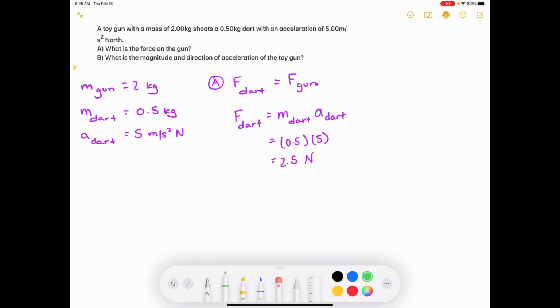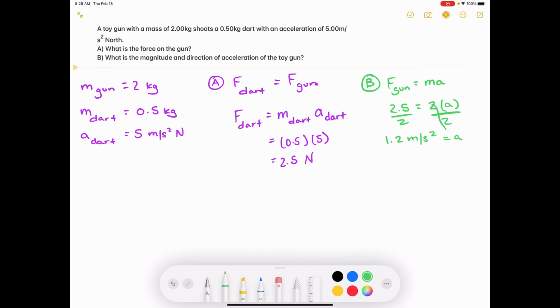So now let's do part B. Part B says, what is the magnitude and direction of the acceleration of the gun? Okay, so we know that the force on the dart is the same as the force on the gun. So we know that the force on the gun is equal to the mass times the acceleration. Okay, we have the mass and we have the force, so we can actually solve for the acceleration. So we can do 2.5 is equal to 2 times acceleration. So we'll divide by 2, and we'll get 1.2 meters per second squared is the acceleration.